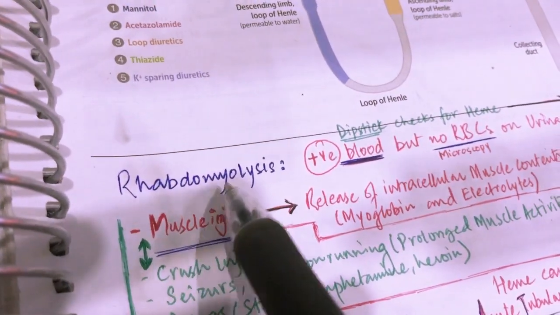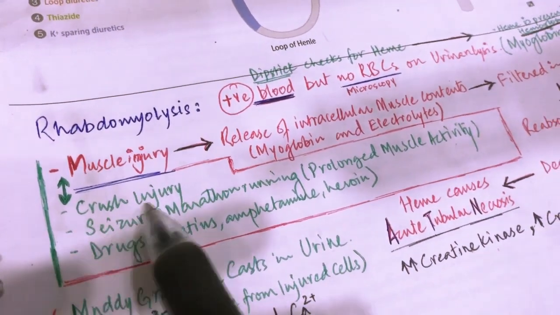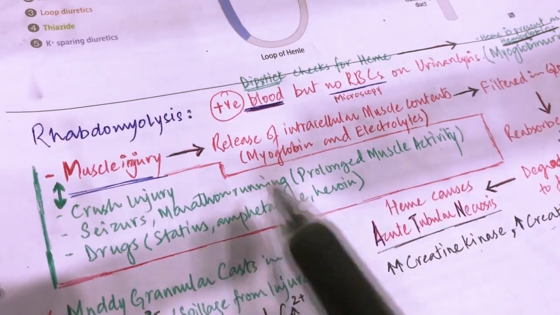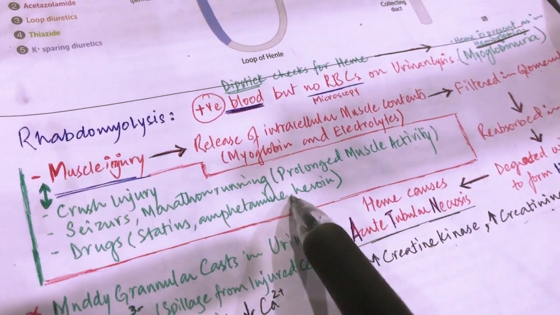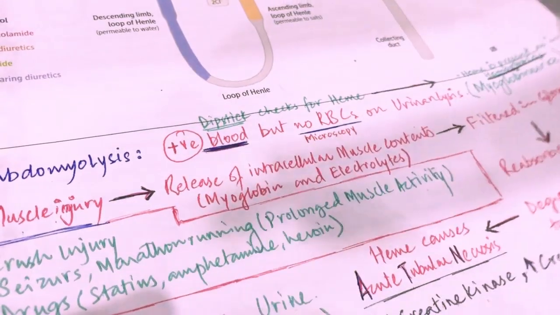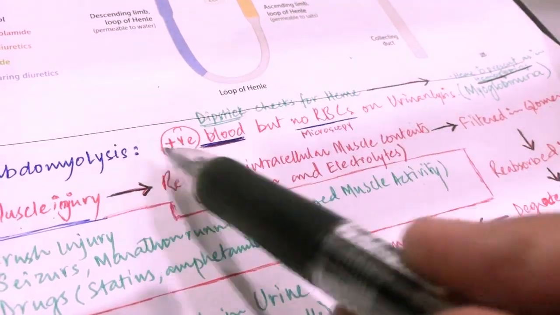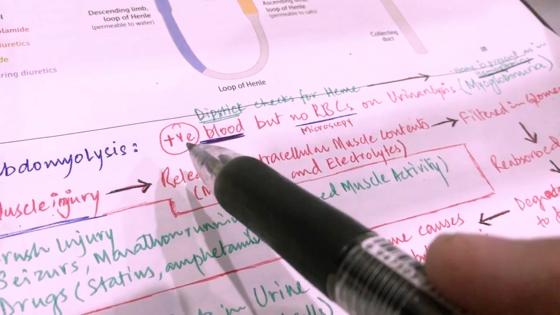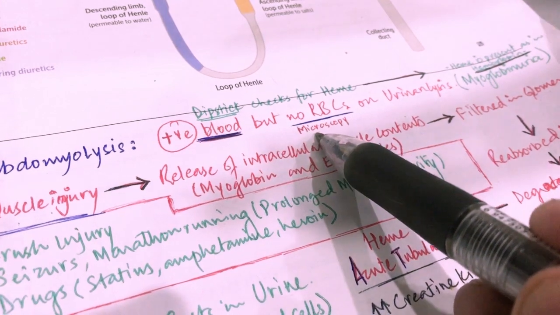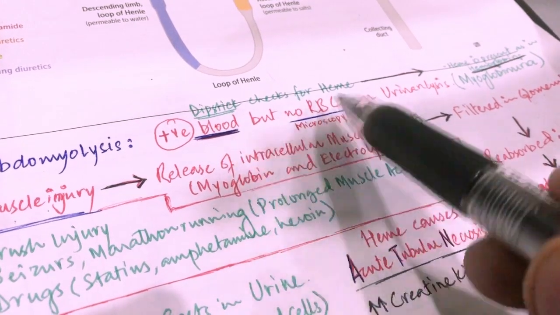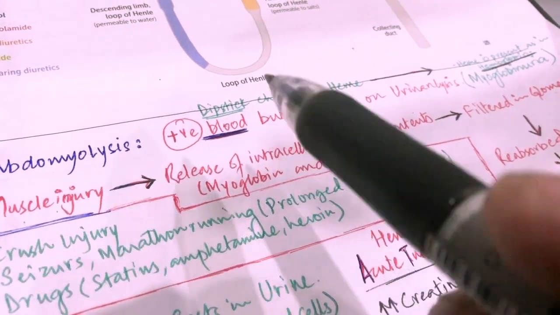Now, when we are talking about this particular disease, we see a stem with a history of crash injury or prolonged muscle activity like seizures or marathon running, or a history of drug use like statins, amphetamines, and heroin. How I like to approach these questions is I look for this clue: they tell you that the urine is positive for blood on the dipstick, but there are no RBCs found on microscopy. Whenever I find this clue, I am almost always sure that this is rhabdomyolysis.